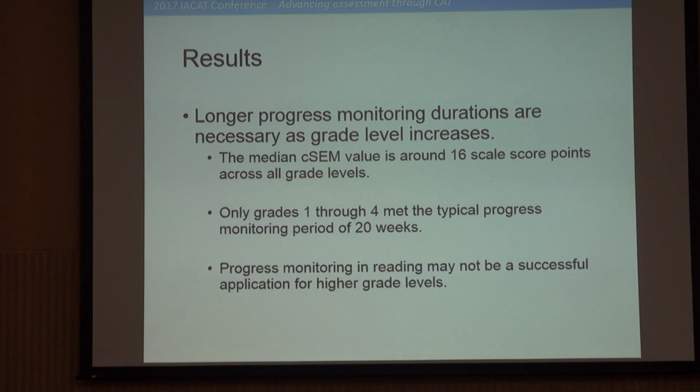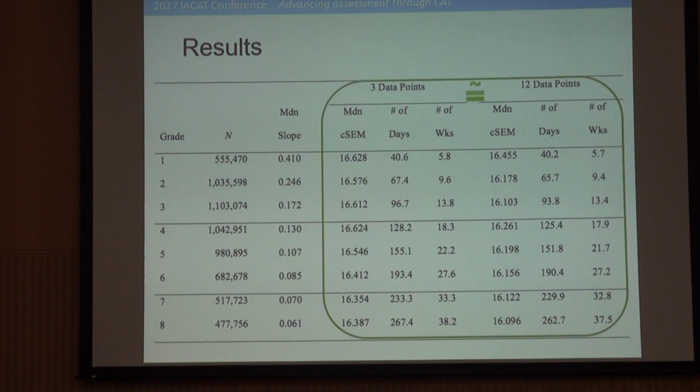Also, grades 1 through 4 met the typical progress monitoring period of 20 weeks. So typically, progress monitoring applications are completed within 20 weeks. But after 4th grade, it doesn't seem really realistic. And again, progress monitoring in reading may not be a successful application for higher grade levels, because the test may not be sensitive enough to capture enough learning. Also, they are not really showing enough progress based on this test.